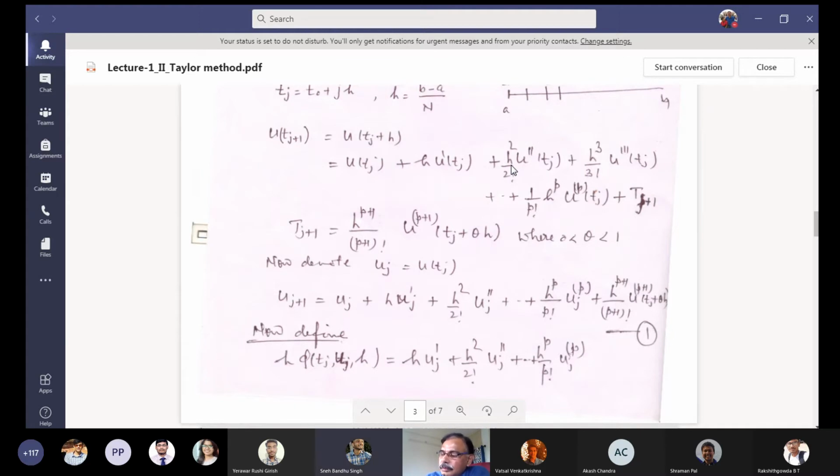So what is u0? Tell me what is u0. Somebody asked me that what is u0. What is the problem? u prime equal to minus 2x u square with u0 equal to 1, the same problem. So u0 is 1. Then it will be minus 2.